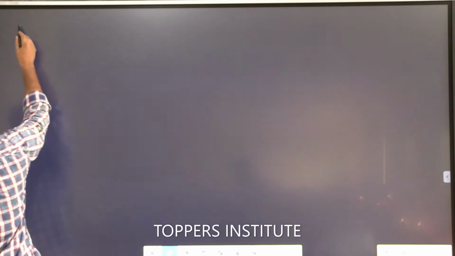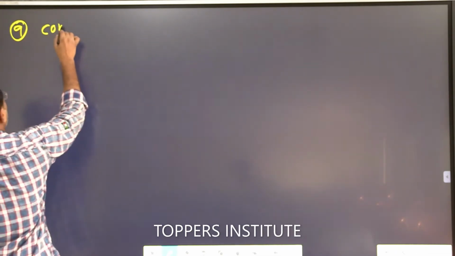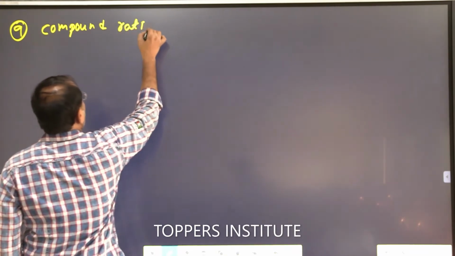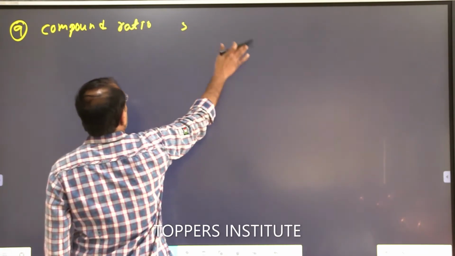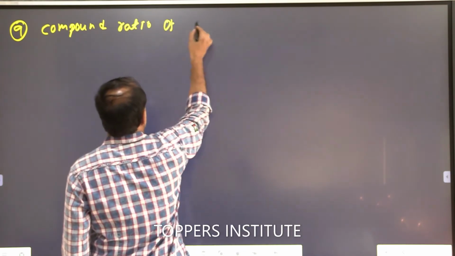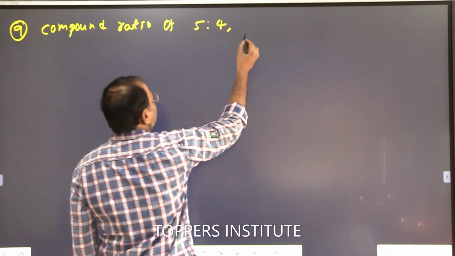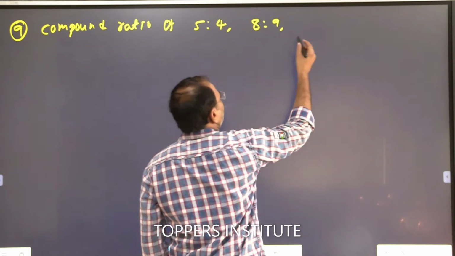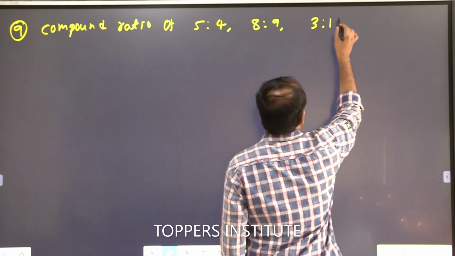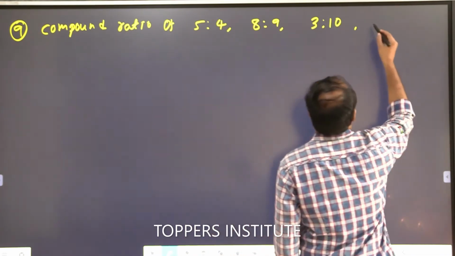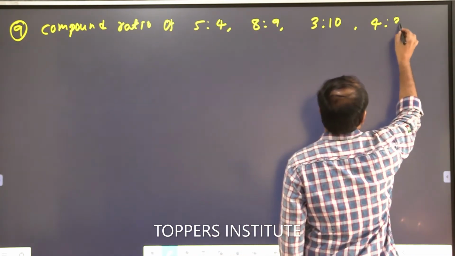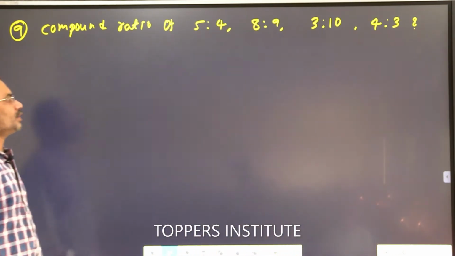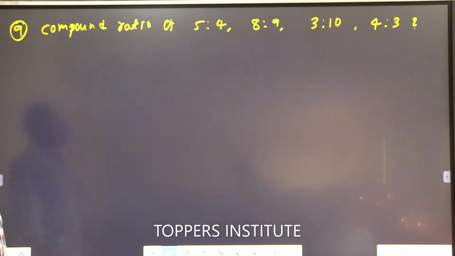So next question. Find the compound ratio of 5:4, 8:9, 3:10 and 4:3. What is the compound ratio of 5:4, 8:9, 3:10 and 4:3, right?